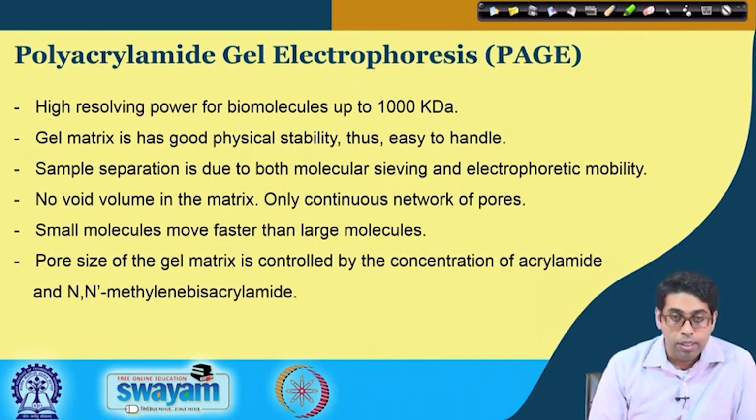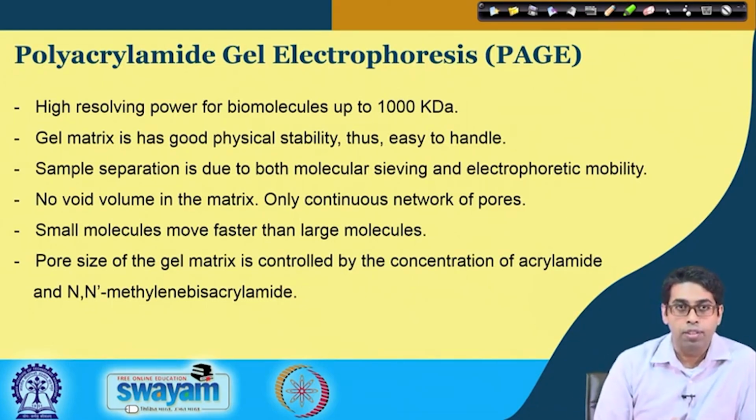So, small molecules can move through both small and large pores. So, they move faster, and larger molecules move slower. So, this is opposite of what we have seen in case of a size exclusion chromatography.